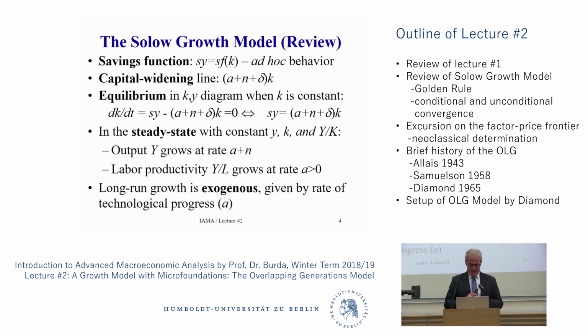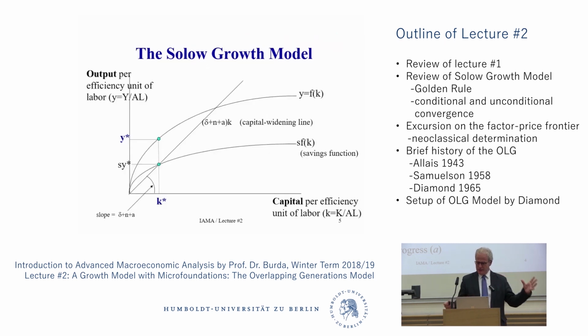Labor productivity is growing at this rate of technical progress, which is assumed positive, and it's exogenous. So already these ideas, you can summarize in a very simple diagram, which I tried to get across last time, and Andreas showed you before. The ray from the origin is the capital widening line. The intensive form of the production function is this f of k.